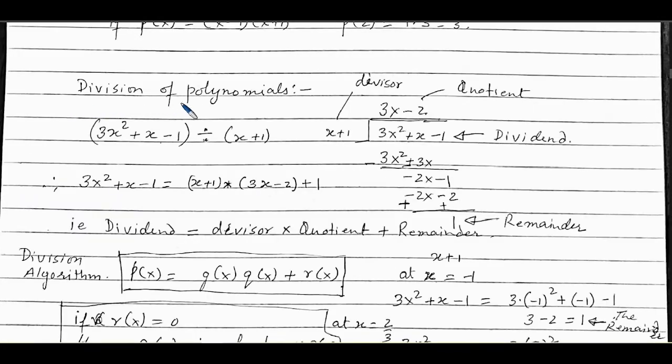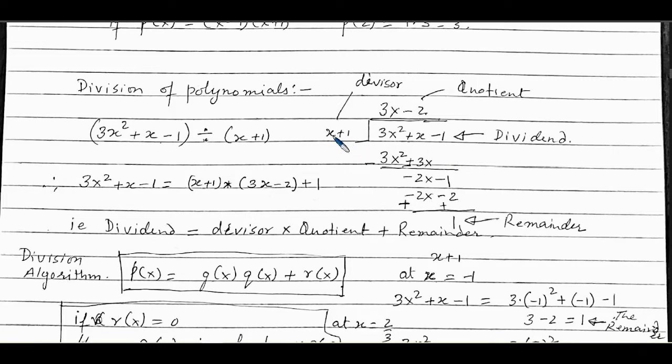Now we will discuss division of polynomials. Suppose you have this polynomial, a quadratic polynomial, and I divide by a linear polynomial. So how do you do this division? You write the dividend here and the divisor here. The divisor is x plus 1 and the dividend is 3x squared plus x minus 1, and our aim is to eliminate terms until I find some remainder, or the remainder is 0.